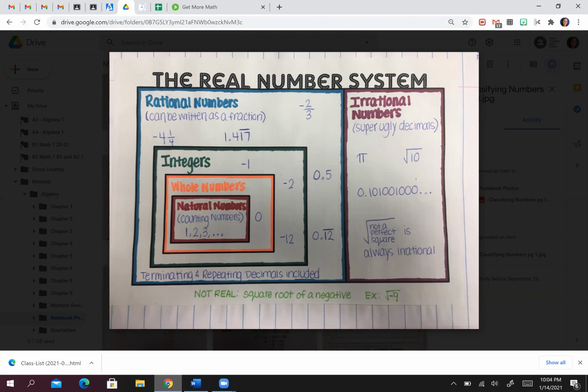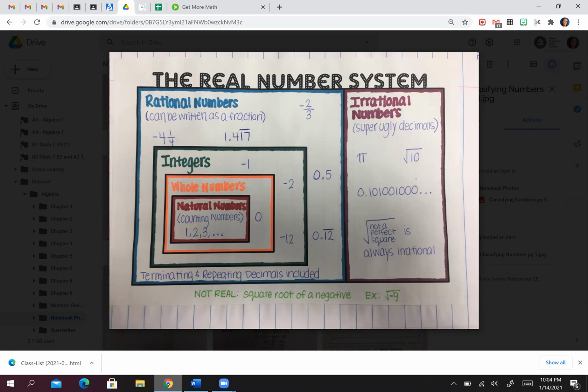So, the real number system is talking about all the different types of numbers. Okay. And kind of the main breakdown of real numbers is we have rational numbers on the left hand side and we have irrational numbers on the right hand side. Now, those irrational numbers are things like pi, which is probably the most famous irrational number, and any super ugly decimals, like it's non terminating, non repeating.